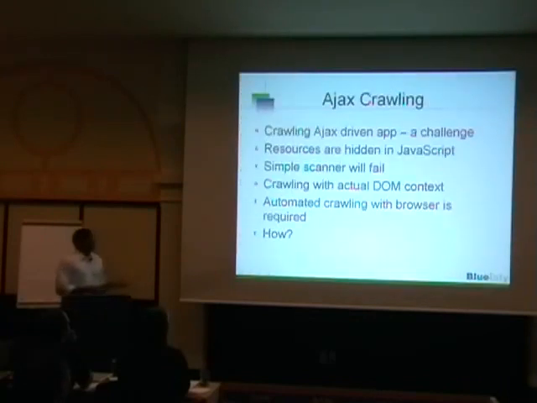Ajax crawling. Crawling is the biggest challenge for Ajax. Crawling an Ajax-driven app is a challenge. Resources are hidden in JavaScript. A simpler scanner will fail. Crawling should be with actual DOM context. Automated crawling with the browser is required. So how can we do that?